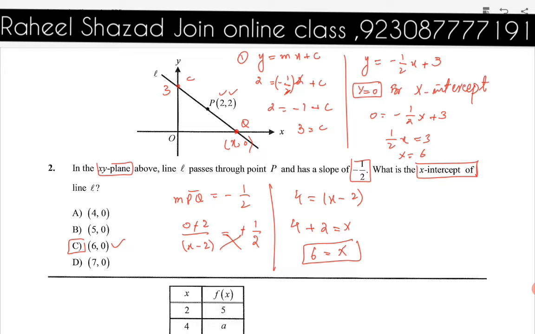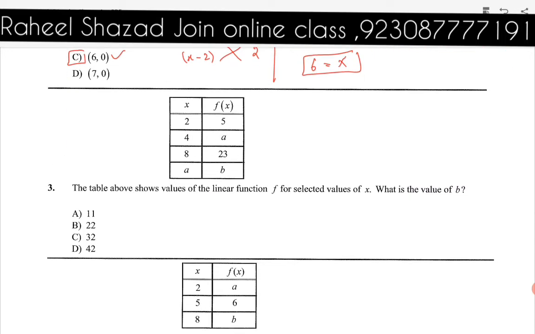I hope you got it. The only thing important in this case is that we have a point and gradient given. So y equals mx plus c is the equation of a straight line. You substitute values there to find the value of c first of all, followed by the x-intercept where we put y equals 0. For x-intercept we put y equals 0 in the equation and we find the answer. Okay, let's move to the next part.